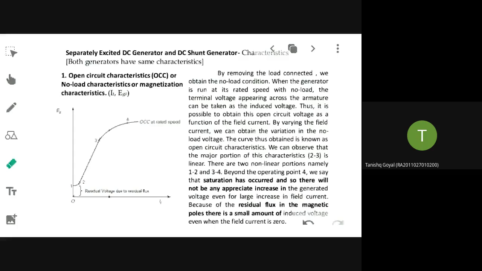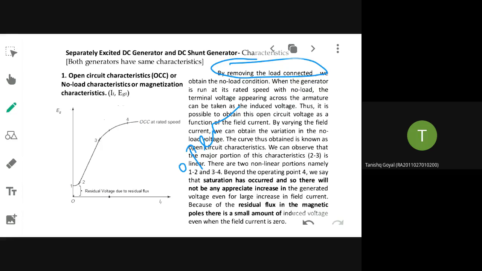If you want to draw the open circuit characteristics, will you have the load connected at the output side, or are you going to open the output side? No load. Okay, you are going to remove the load that is connected at the output side. You are going to open the output end.